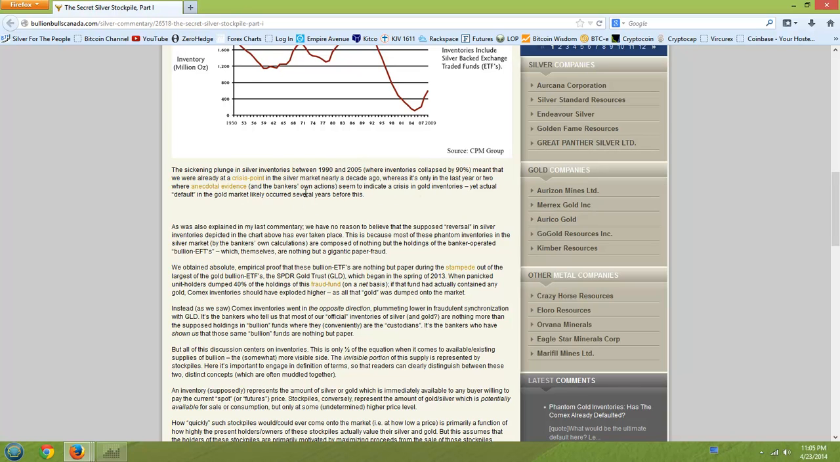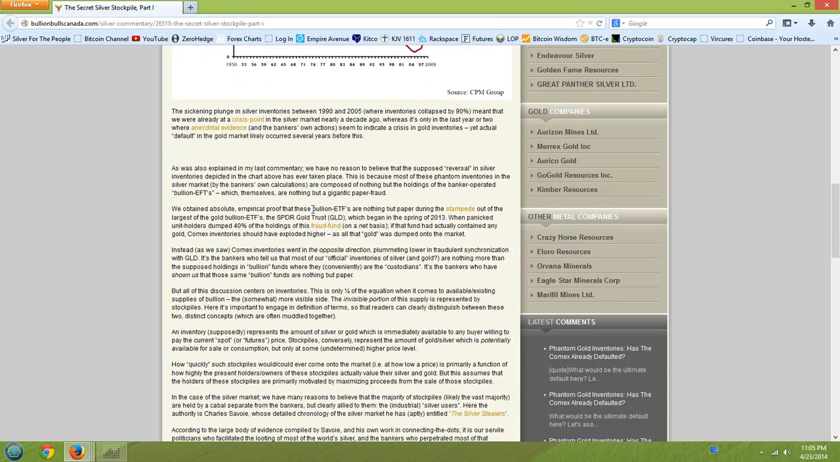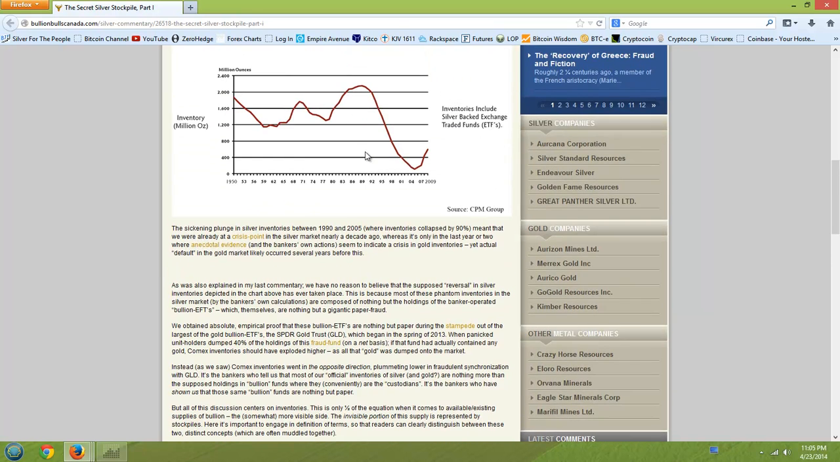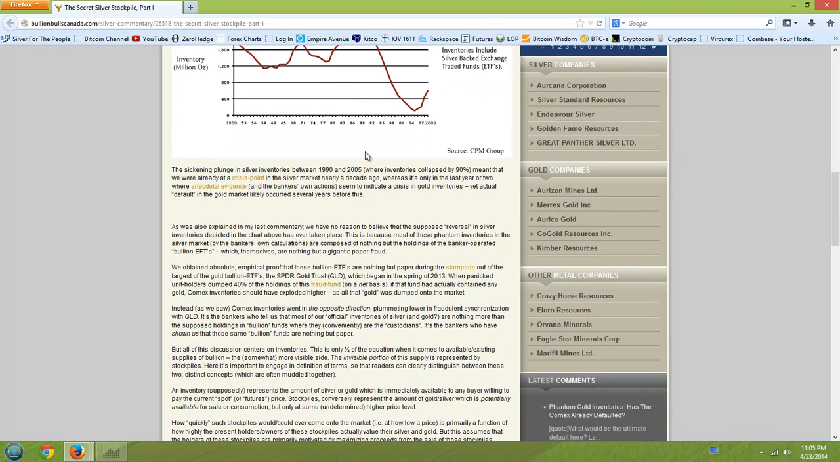we were already at a crisis point in the silver market nearly a decade ago, where it's only in the last year or two where anecdotal evidence and the banker's own action seems to indicate a crisis in gold inventories, yet actual default in the gold market likely occurred several years before this. As was also explained in my last commentary, we have no reason to believe that the supposed reversal in silver inventories depicted in the chart above has ever taken place.